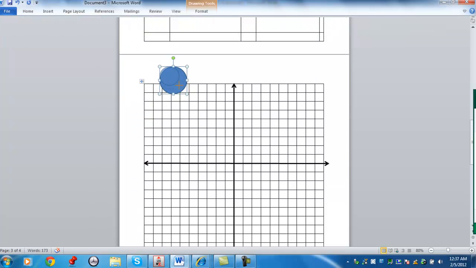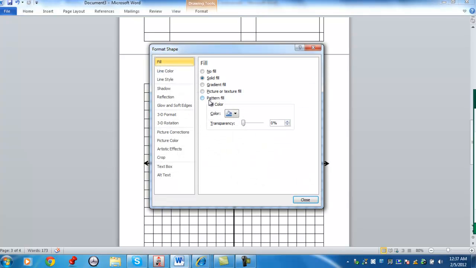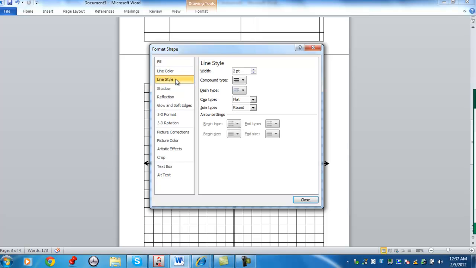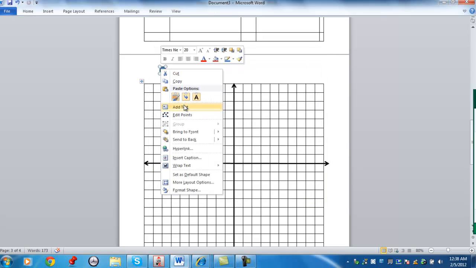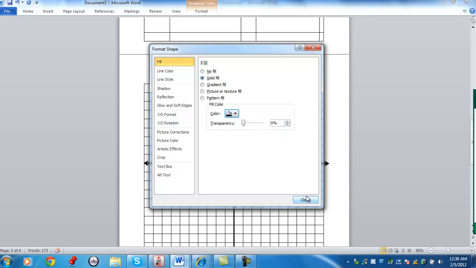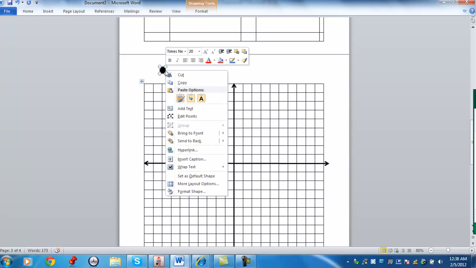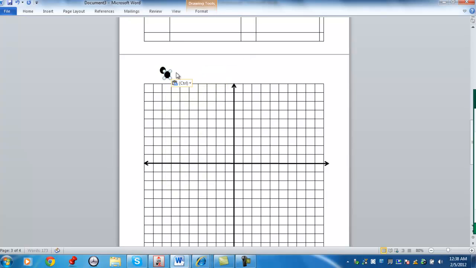Now it's kind of big, so let's make it smaller. I'll pick one corner and just try to make this circle small enough to fit on the grid. Right click, we can format the shape. Yeah, I can make it smaller. Let's see, format shape. Okay. You can right click, you can copy, Control V will paste.